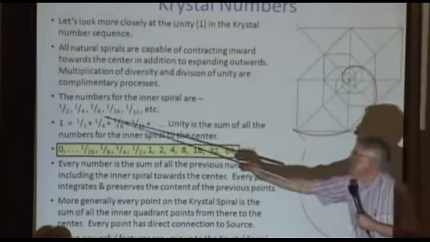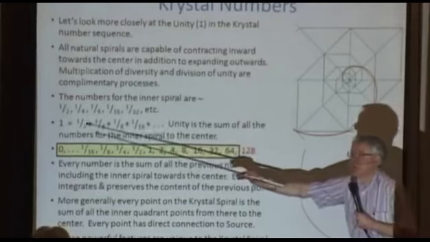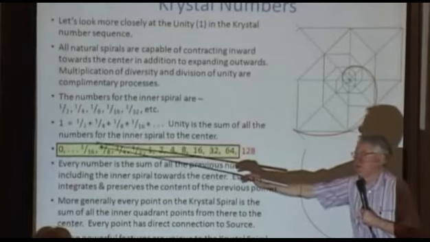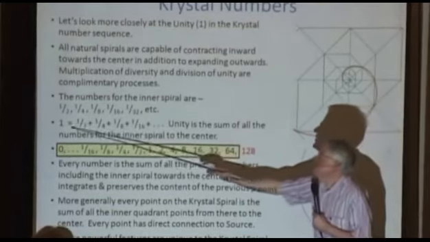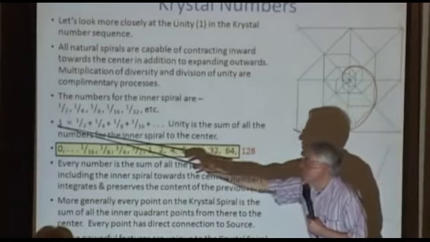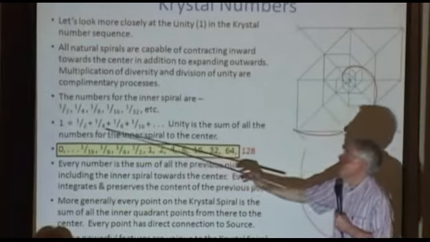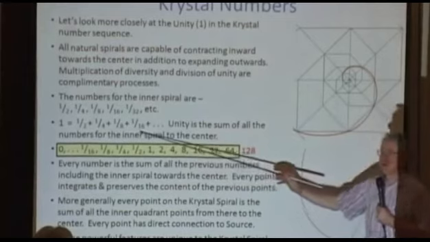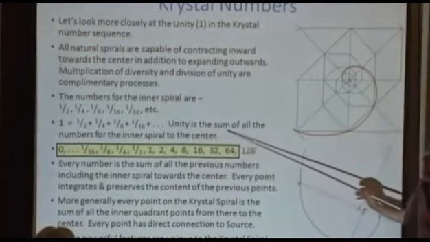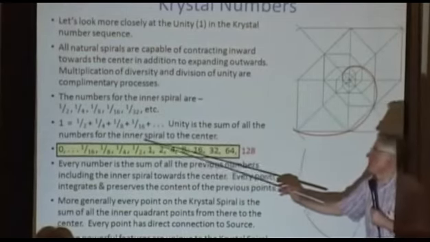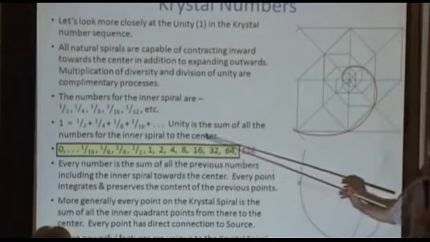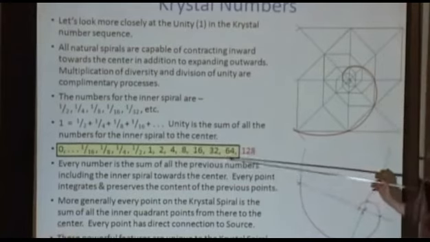So this takes us along an inward directed spiral that will ultimately contract all the way back into the center. If we add these points, they all add up to that 1 that we saw on the previous diagram, or sorry, in the previous sequence. So that unity, that extra 1 that we saw, is the sum of all of these terms in the inner spiral. So unity is the sum of all the numbers corresponding to the inner spiral all the way back into the center.